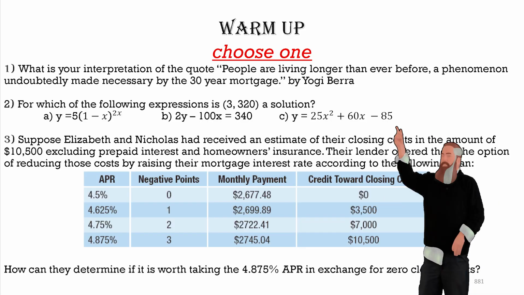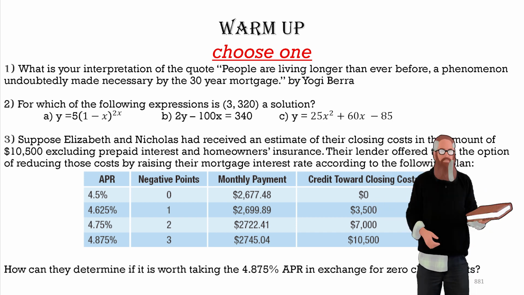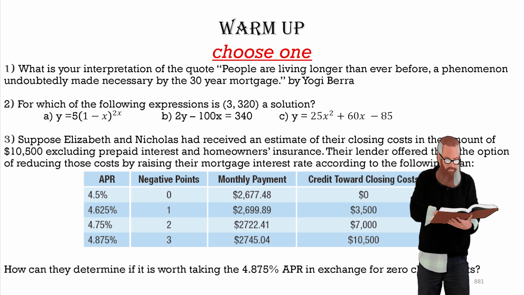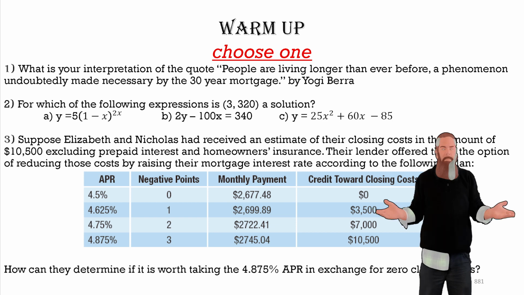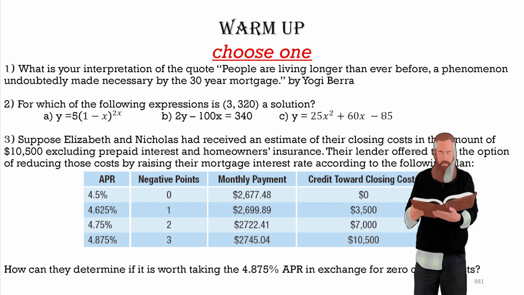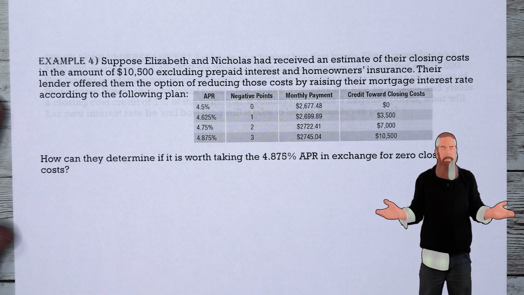Now let's take a look at a problem you will be able to do by the end of this lesson. Suppose Elizabeth and Nicholas had received an estimate for their closing costs in the amount of $10,500, excluding prepaid interest and homeowners insurance. Their lender offered them the option of reducing their cost by raising their mortgage interest rates according to this following plan. How can they determine if it is worth the 4.875% APR in exchange for zero closing fees?